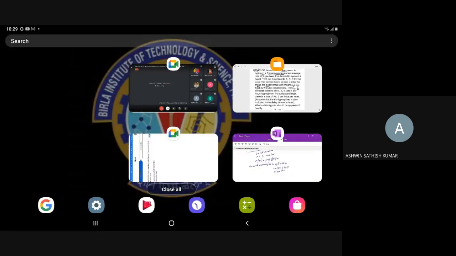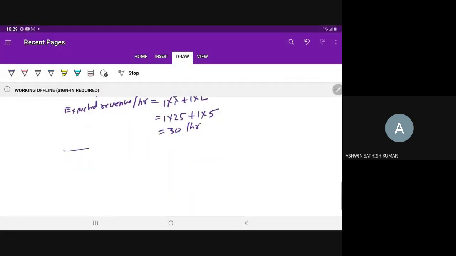So here we have three typists, typist A, typist B, and typist C. For typist A, lambda is given to you as 2, and mu will become 5, because 12 minutes is the service time. So mu A is equal to 5 letters per hour.